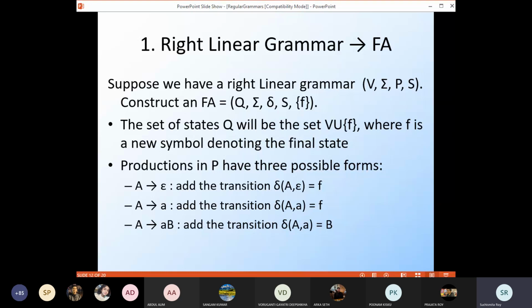In fact, you will find some constructions in which this extra final state F is not added. So Q and V remain the same. Okay, so let's forget that. Let's follow this construction which is shown here. This will give you a correct construction, and the other one is also correct. That might actually produce a slightly more compact DFA, in fact.